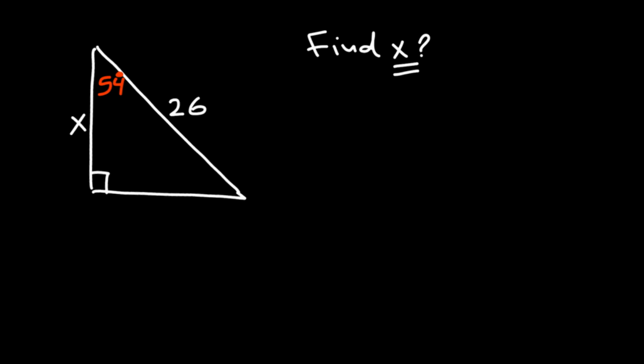Let us take a look at this example. I have a right angle triangle and I have been given the hypotenuse, which equals 26. One angle also has been given to us, which is 54, and they are requesting us to find the value of x. The first thing I have to do is to write the three terms. So SOH, CAH, TOA.